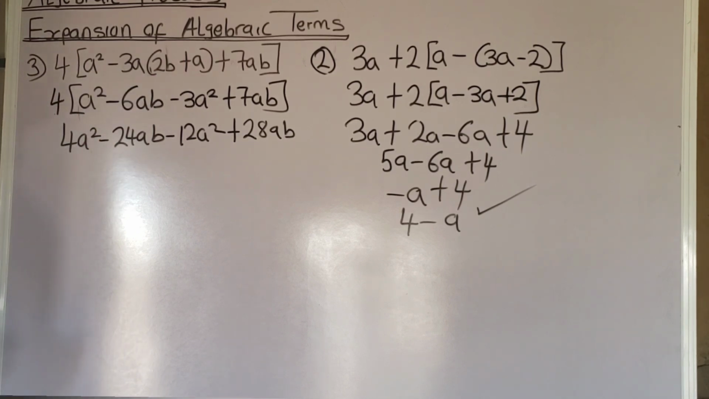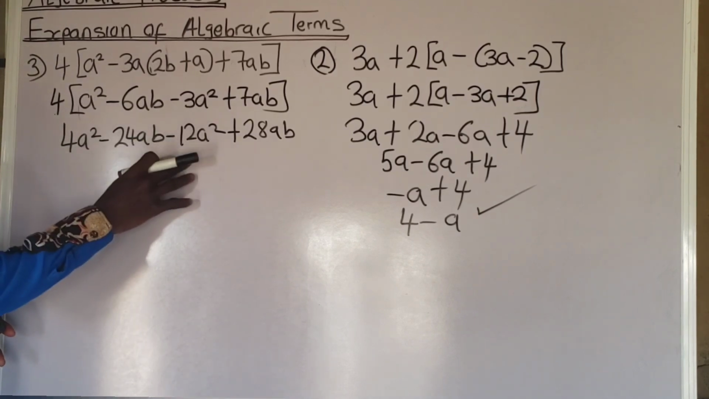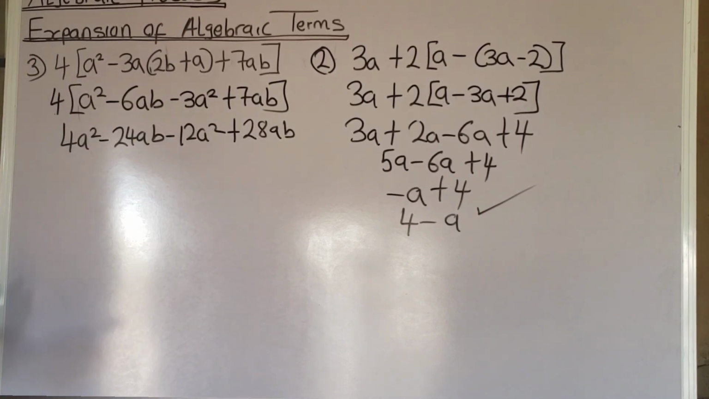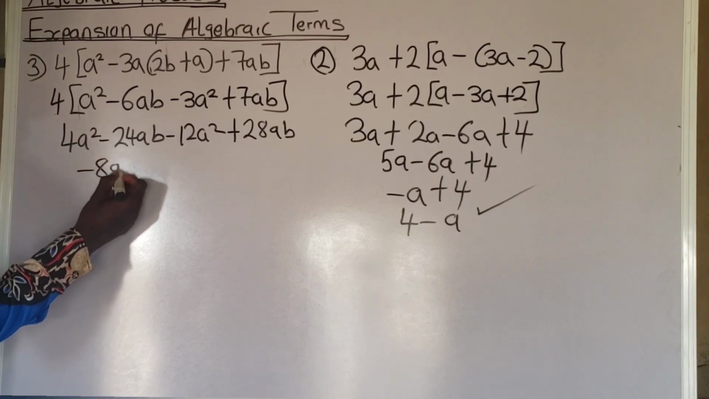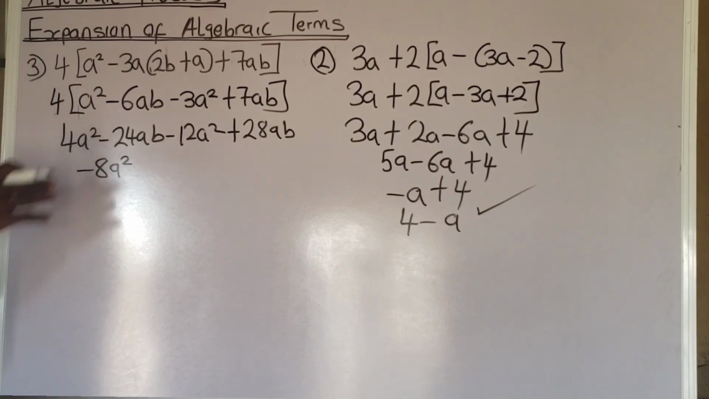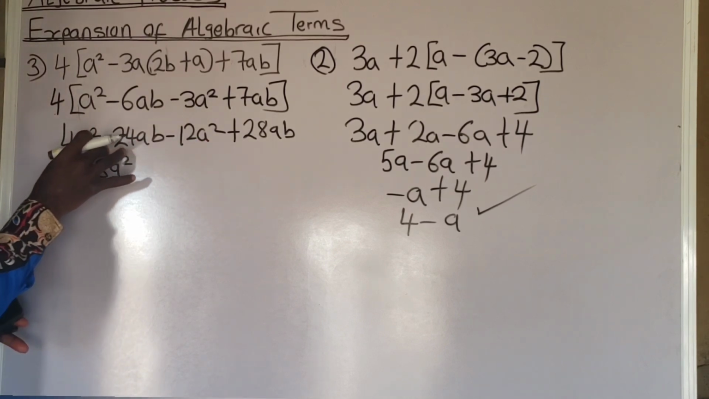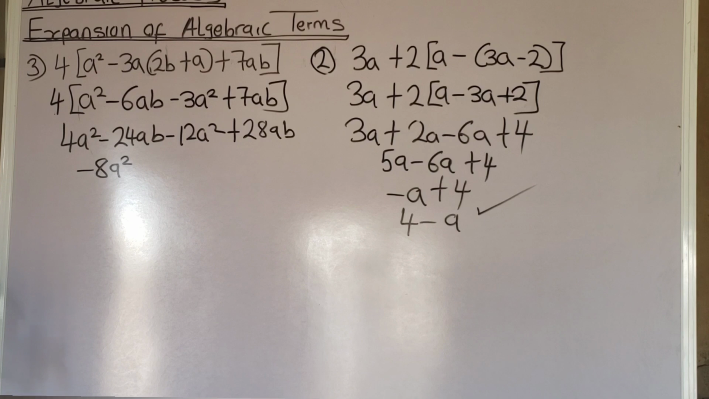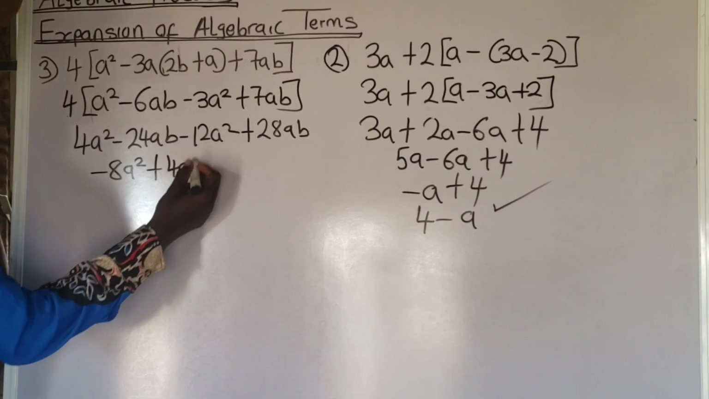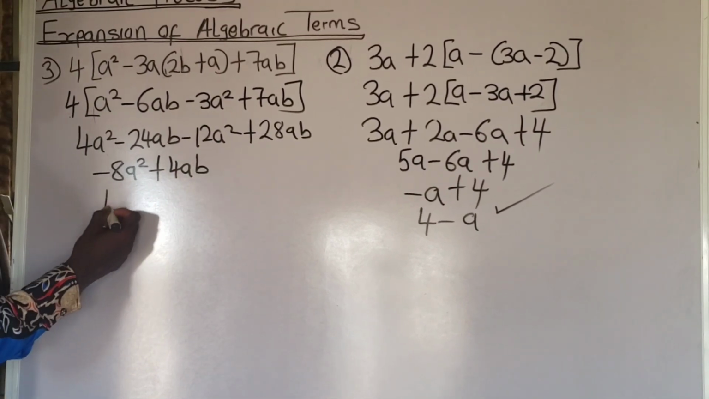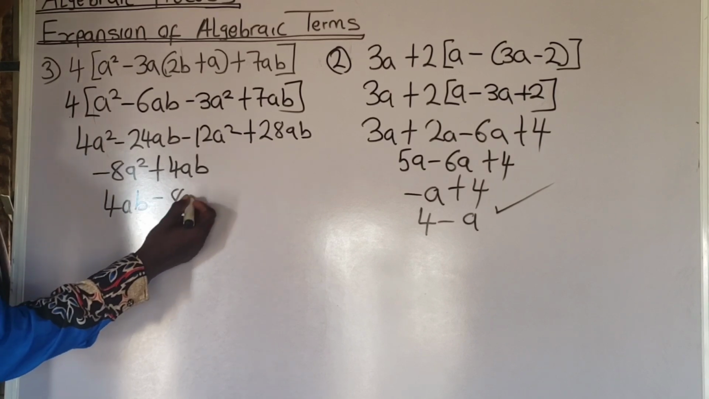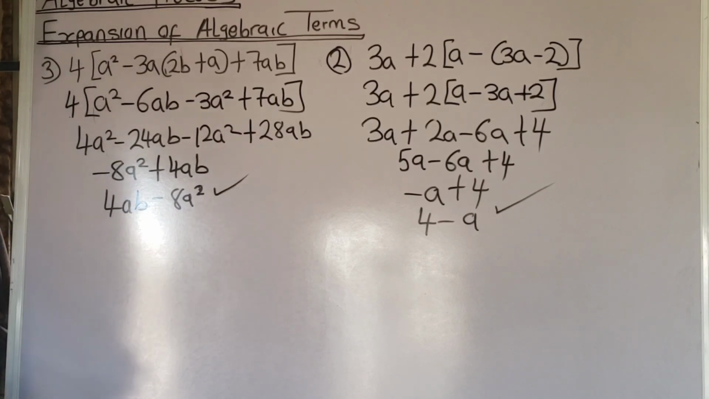Now, are there any terms that I can add together? Yeah, there is. I have 4a squared here and negative 12a squared here. That will give us negative 8a squared. I have negative 24ab here and positive 28ab here. That will give us plus 4ab. So I can write this as 4ab minus 8a squared. That is the correct answer.